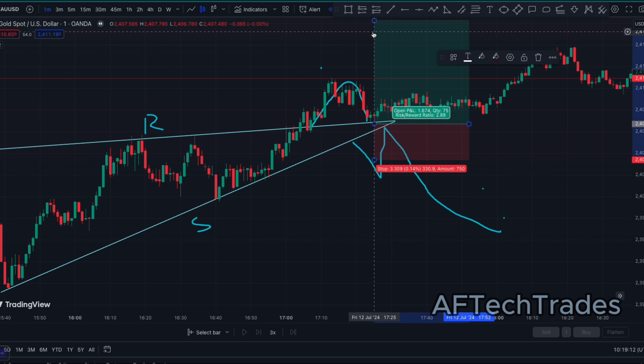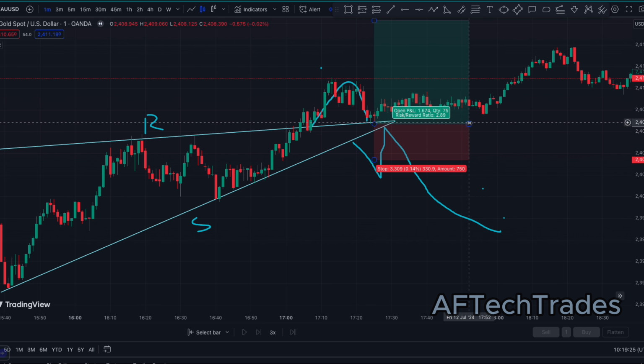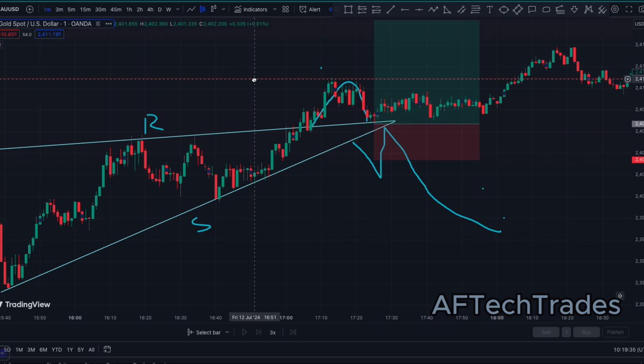You can measure it with your ruler or whatever. So make sure your take profit is 2 times to 3 times your stop loss. You see? Try this strategy on your demo account. These triangles usually form on our chart on a daily basis, and this particular strategy can be done. You can use it on any time frame and any currency pair.